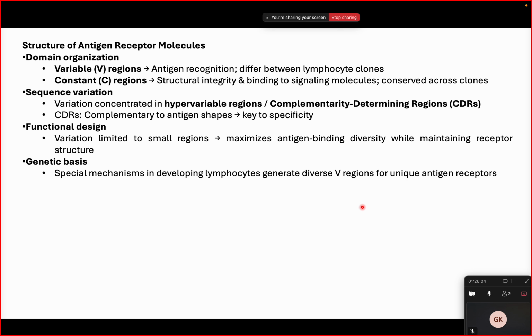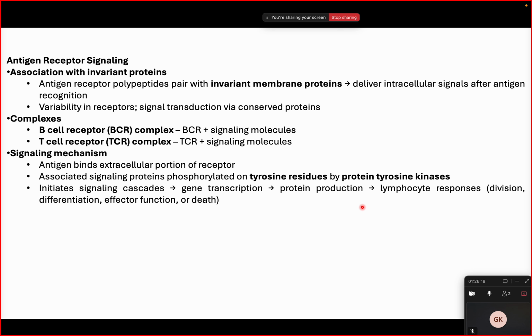Okay. Now, if we talk about the functional design, variations limited to small regions maximize antigen binding diversity while maintaining receptor structure. So it's pretty basic, right? Then we started going into the signaling of it. So this is where we were supposed to discuss our onward classes.